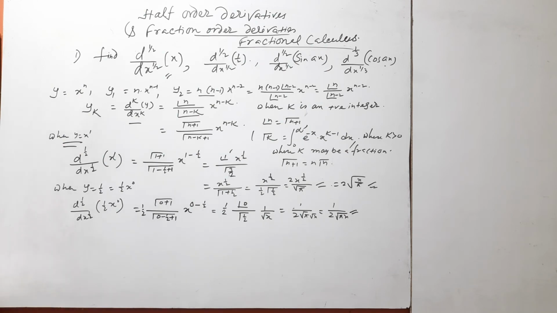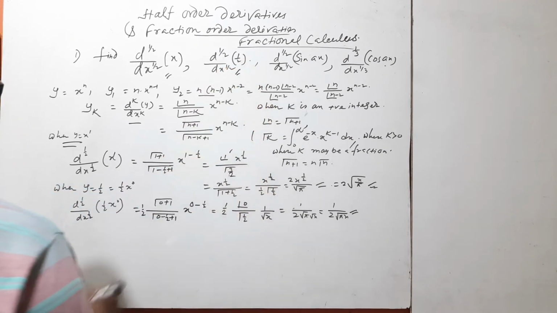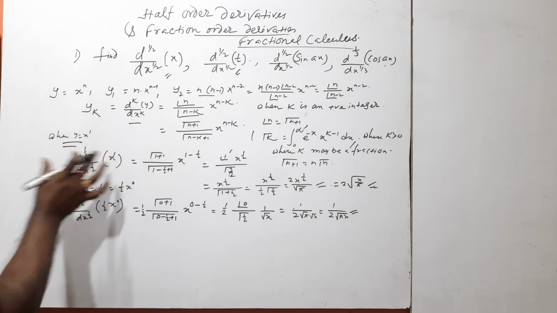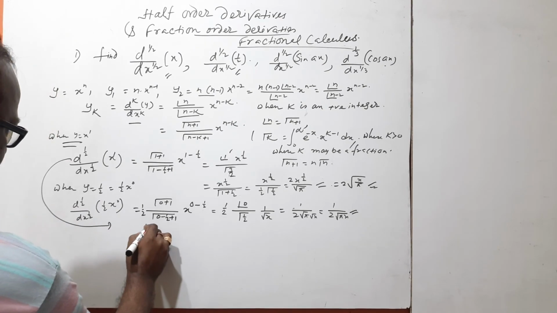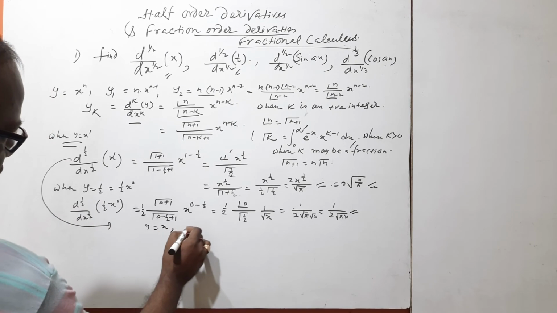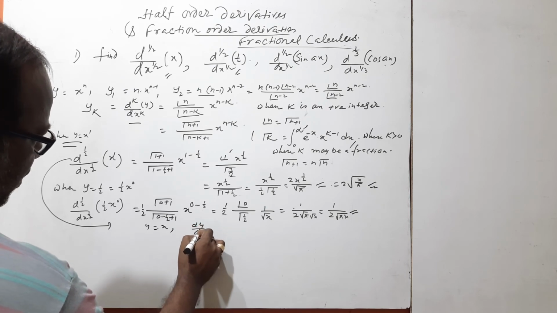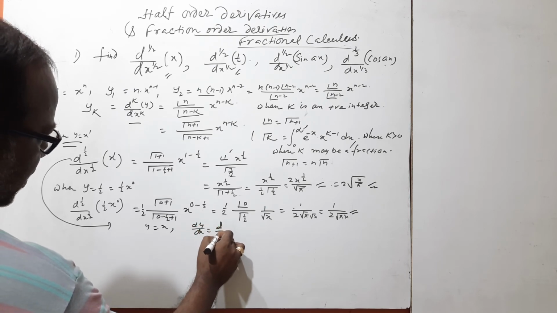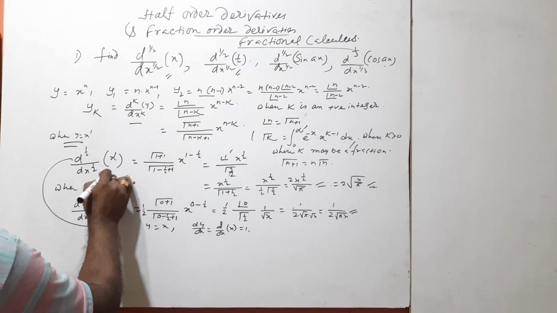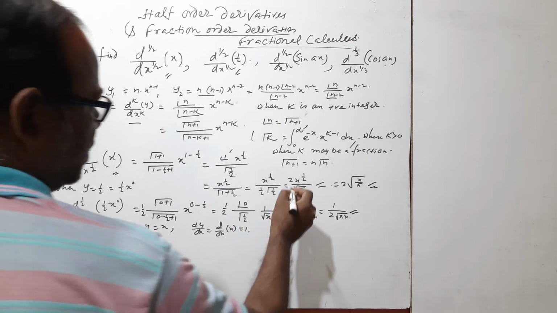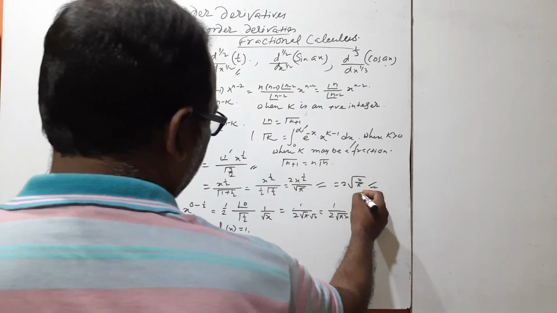This is your answer for the second. I think all of you better understood this problem. So now we have to show this for that. Now this is here y equal to x. So the first order derivative, ddx of x is 1. Here is the half order derivative of this x, this is your answer actually.